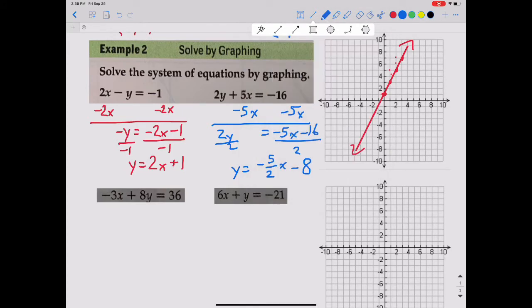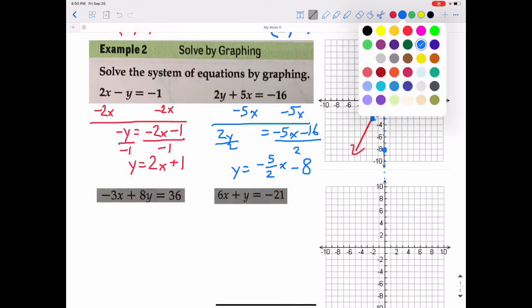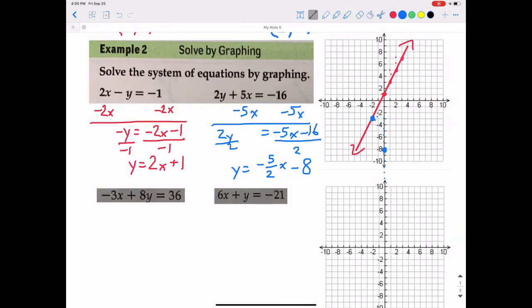So we're going to put a point on 8. And then from that point, we're supposed to go down 5 and to the right 2. But if we go down 5, you see that we quickly run out of room. So instead of going down 5 and to the right 2, that's the same as going up 5 and to the left 2. There's my second point. And then I will draw that line. There we go. Put the arrows on there.